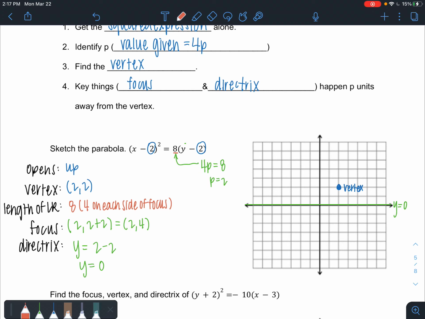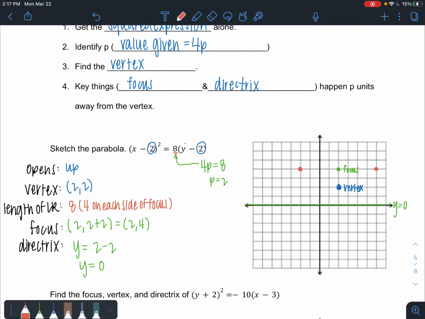We've got the focus at 2, 4. And the focus should always be inside like that. And then through the focus, we want 4 on each side. So 4 and 4 for those points that we're going to go through for that parabola. And then this point, oh, that is the directrix.